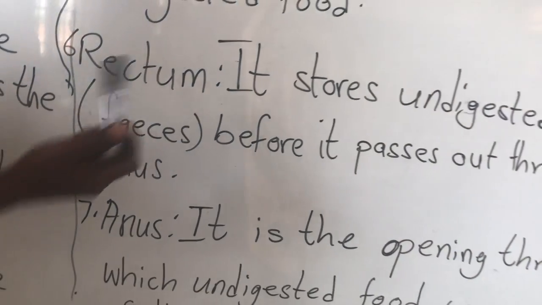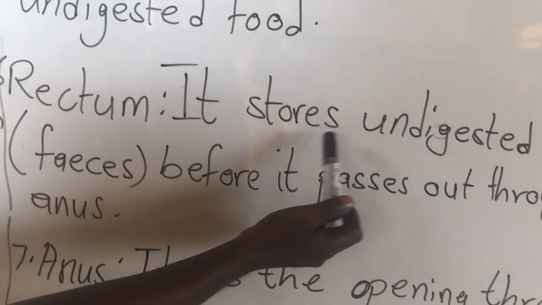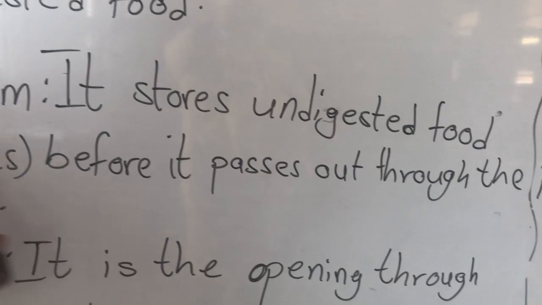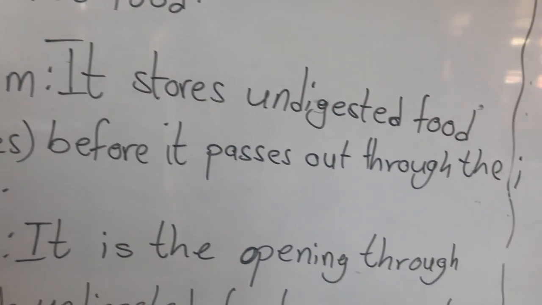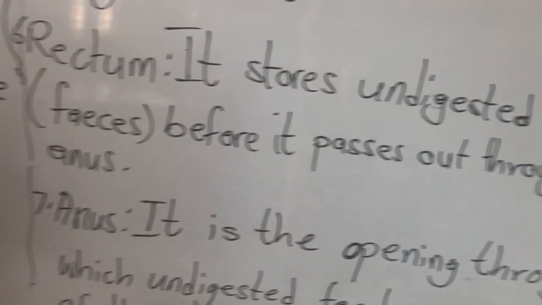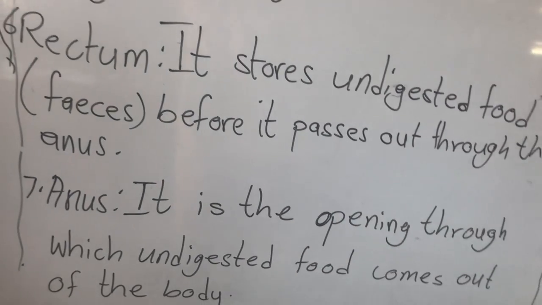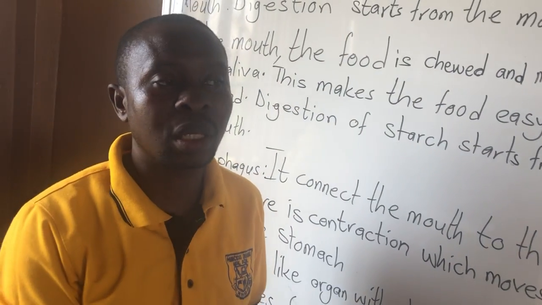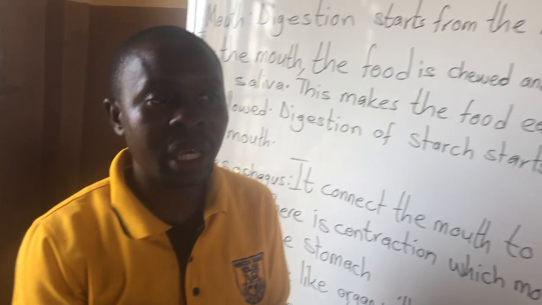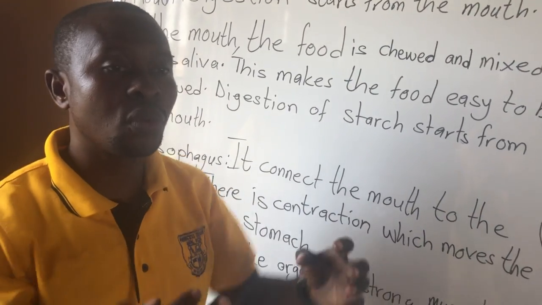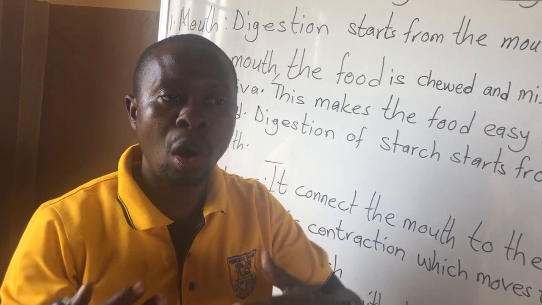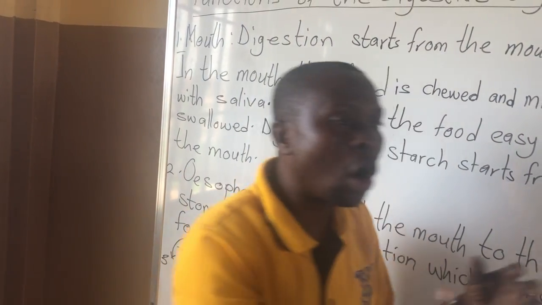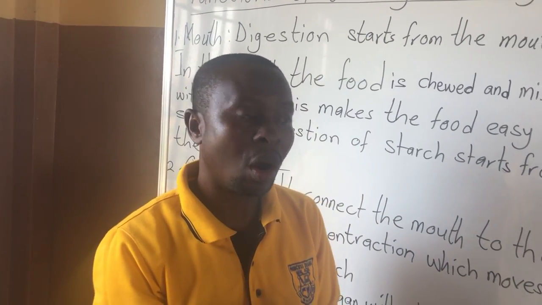Now let's continue with the rectum. It stores undigested food, that is the feces, before it passes out through the anus. So when the rectum becomes full, that is when you feel like going to the toilet or visiting the washroom, okay? So the rectum stores the undigested food or the feces.